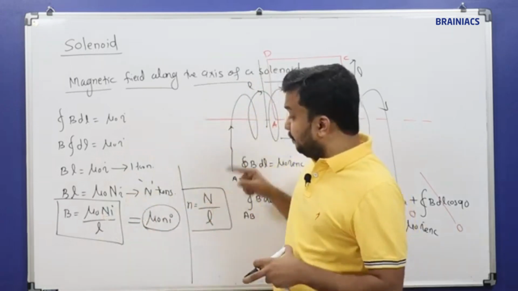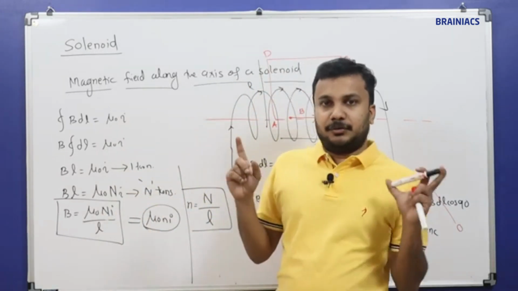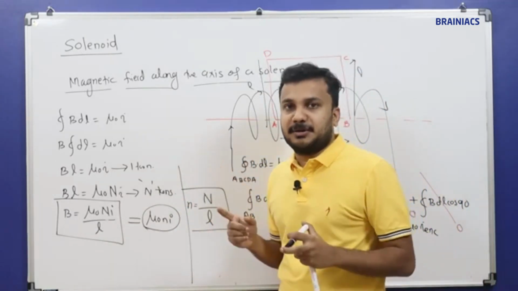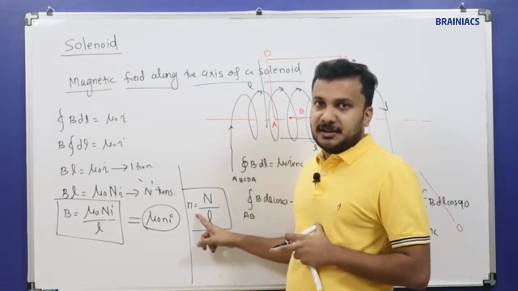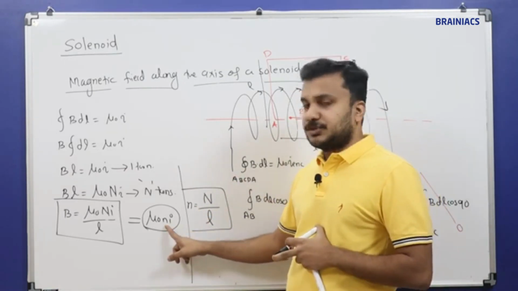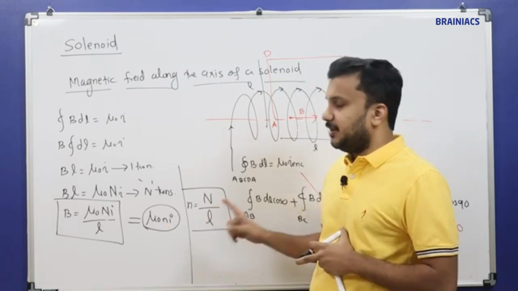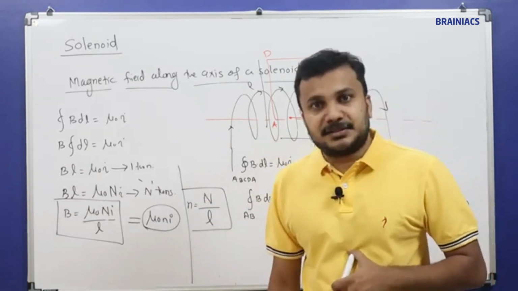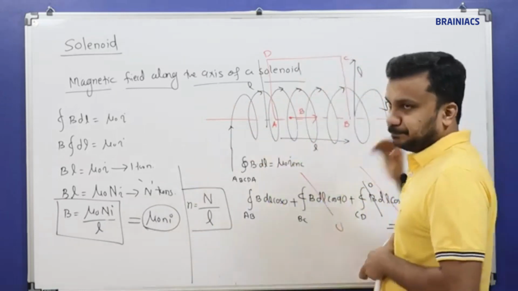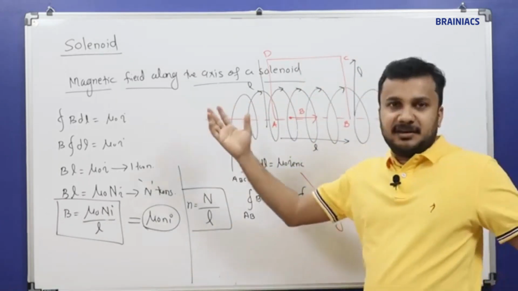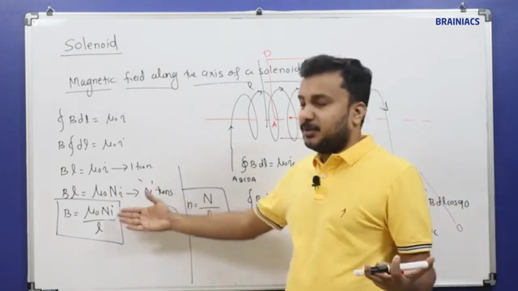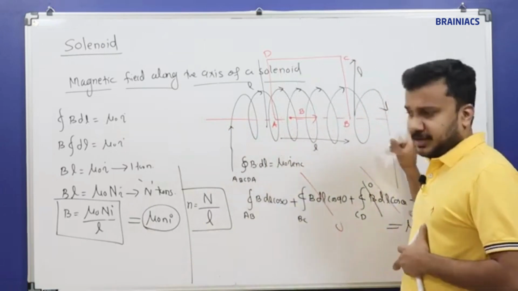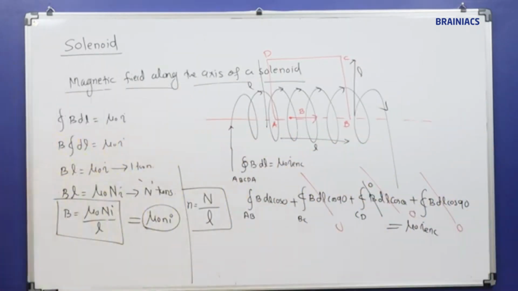If the number of turns per meter length is given, or they say something like 100 turns in 1 meter or 100 turns per meter, if such statements are there in the question, then you can use this formula, because n is equal to capital N by L. This is the magnetic field along the axis of a solenoid. A solenoid may have any number of turns, n can be any value, and this is along the axis of the solenoid.